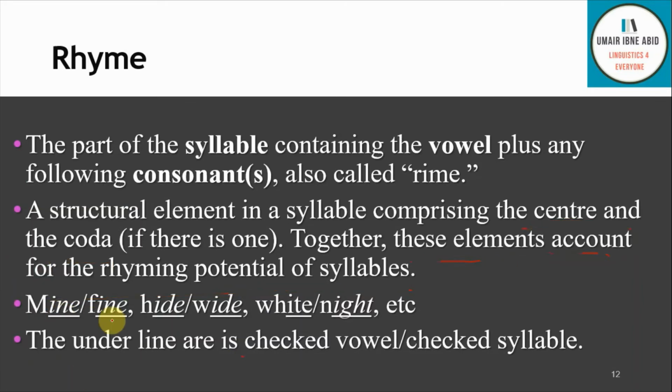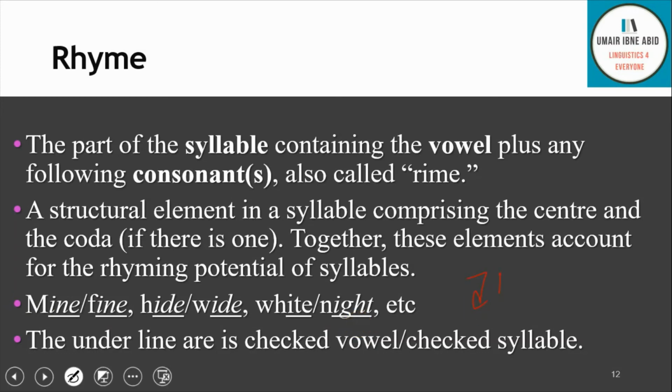Mine, fine, hide, wide, white, night. In all these examples we have a nucleus and we have a coda, and nucleus and coda combined are called rhyme. In this word the I is the vowel, the I is the nucleus, and n is the consonant. So these will combine and create the rhyme. Mine, fine, hide, wide. The underlined letters are creating the rhyme.